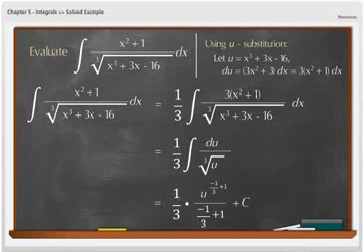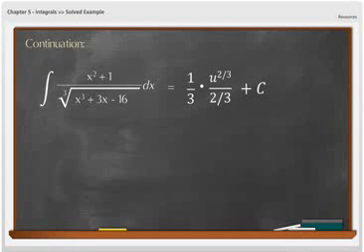Now you could simplify this expression a little bit, and you could cancel out the 3 here, because your denominator is going to be 2/3, and you already have 1/3 multiplied by your expression, so you could cancel the 3 out, and you end up with 1/2 times u to the power 2/3 plus c.